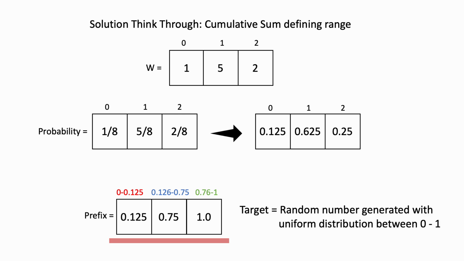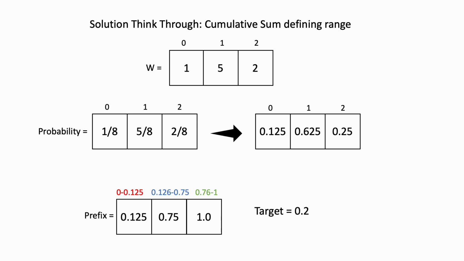Next, we will generate a random number with uniform distribution between 0 and 1 and assign it to a target variable. Let's say the randomly generated number is 0.2, which is assigned to the target. Now we have to check which range of numbers this target number falls into and return its index.